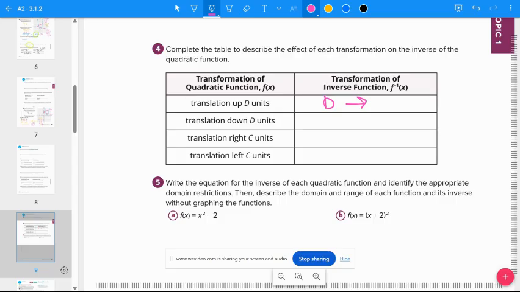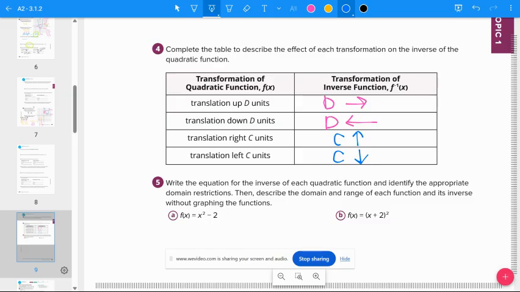Translation of d units down will be d units left because we said up and right go together, down and left go together. If we have a translation of c units right, it means that we are going to go c units up because up and right. Translation left of c units is going to be c units down. That's going to be important for us to know the difference so we can kind of check ourselves.